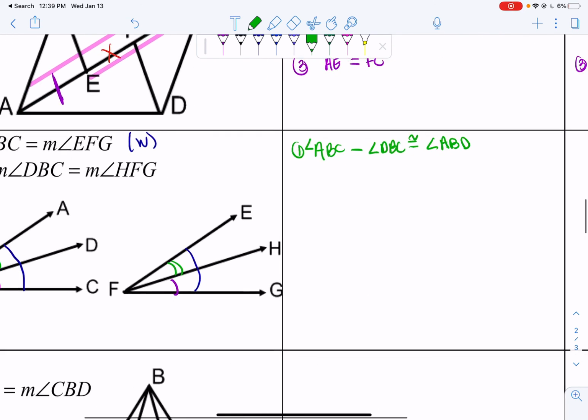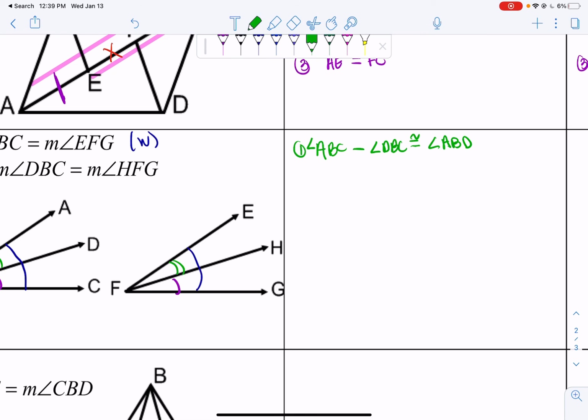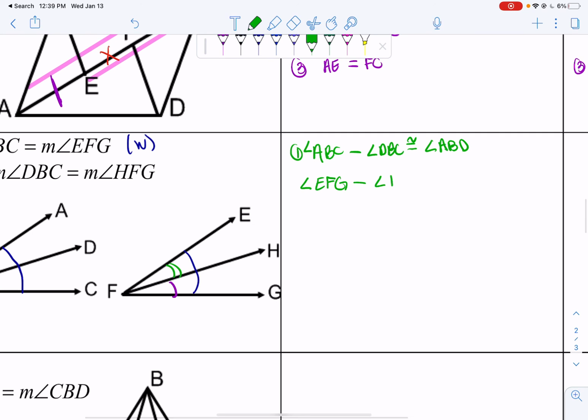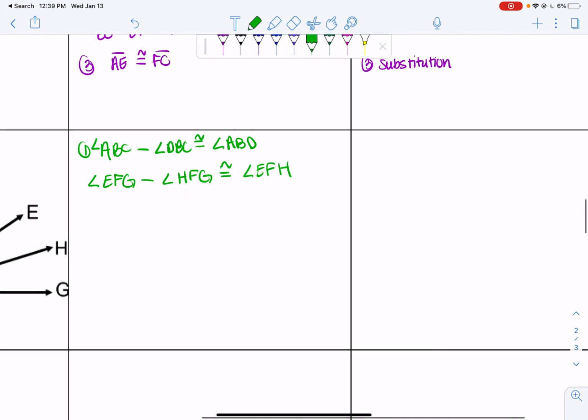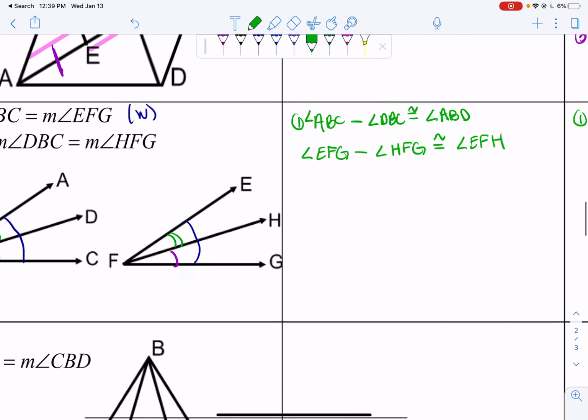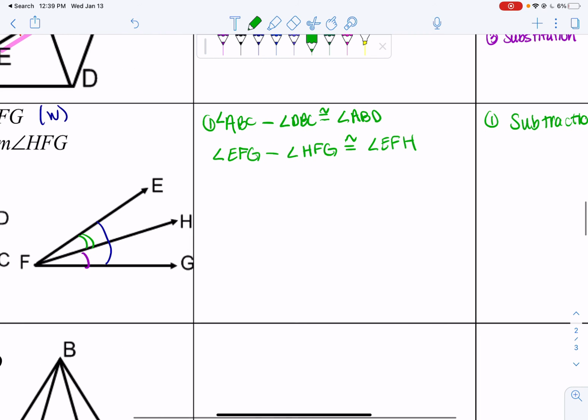I can do the exact same thing on the right, where I can do angle EFG, so my whole, minus my part of angle HFG, which will give me angle EFH. That would be a subtraction. Now what I can do is say angle ABD and angle EFH are congruent by substitution.